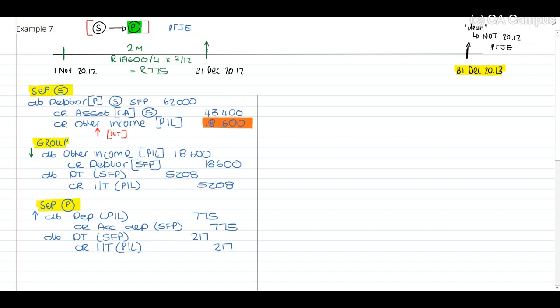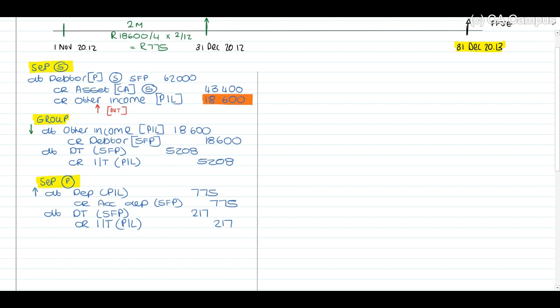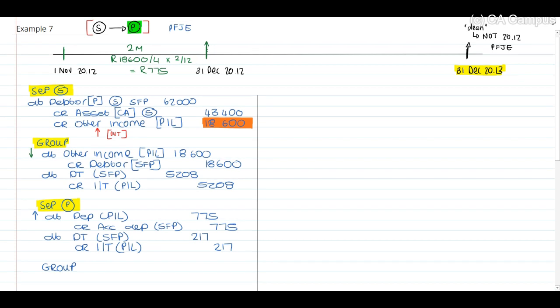Now, what happens in our group records, guys? We now need to take this out. Therefore, we will have to reverse this. Now, guys, ensure that you understand why we take this out. This is depreciation recognized by our parent on the unrealized profit. Therefore, it's profit, but it's not realized. We can't realize this in our group.